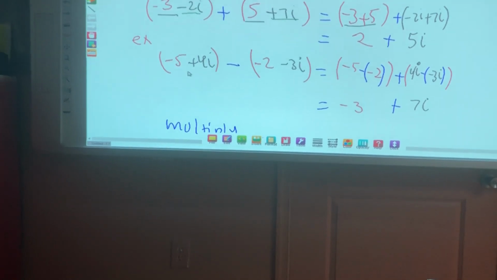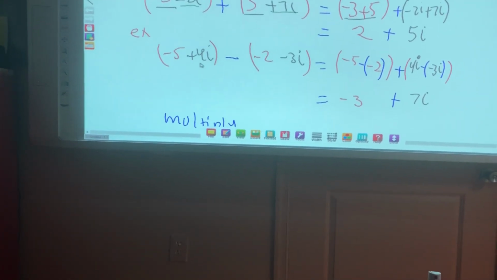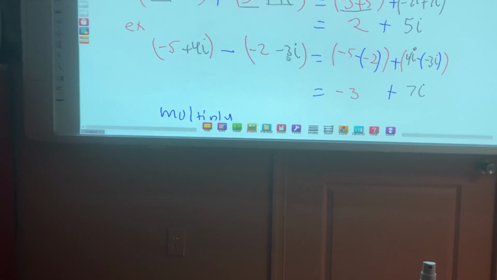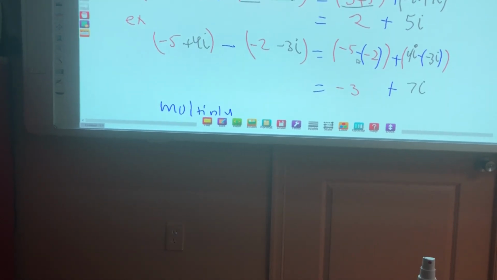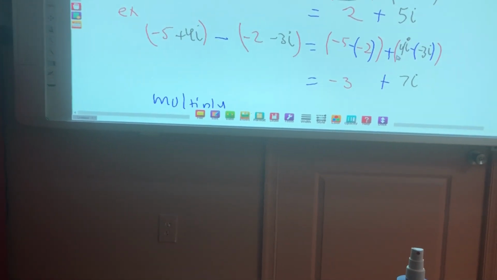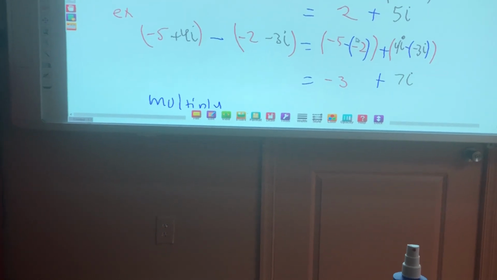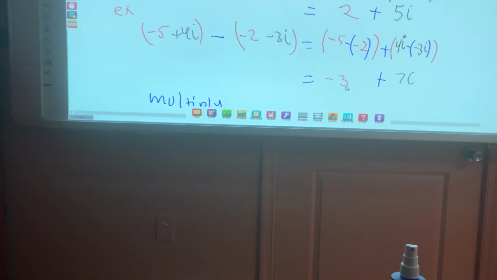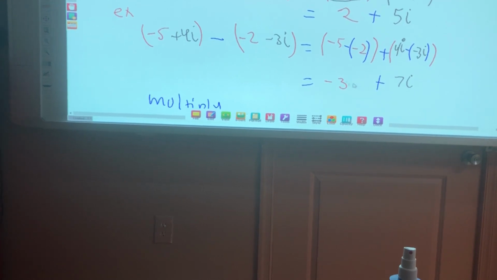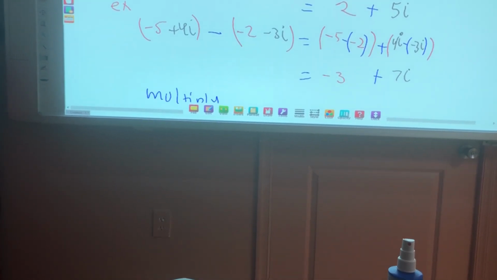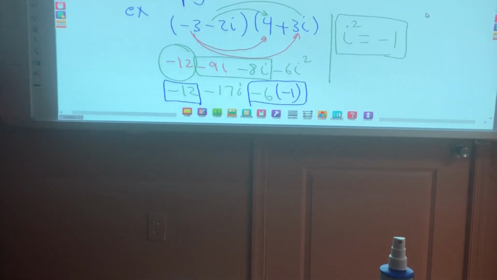Another example: (-5 + 4i) - (-2 - 3i), which is -5 minus -2 plus 4i minus -3i. The two negatives become positive. -5 plus 2 is -3. 4 plus 3 is 7i. This is for adding or subtracting. Let us go to multiplying.